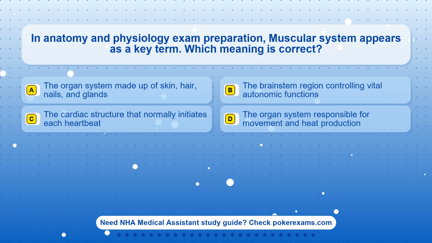Question 1. In anatomy and physiology exam preparation, muscular system appears as a key term. Which meaning is correct? Option A. The organ system made up of skin, hair, nails, and glands. Option B. The brainstem region controlling vital autonomic functions. Option C. The cardiac structure that normally initiates each heartbeat. Option D. The organ system responsible for movement and heat production.